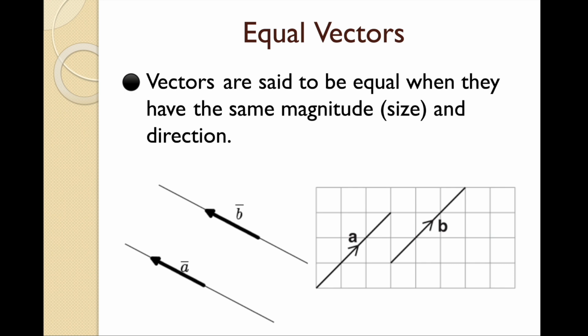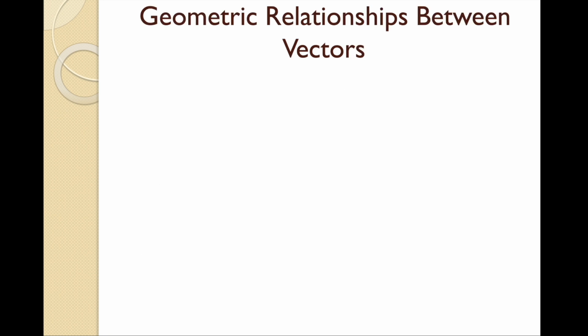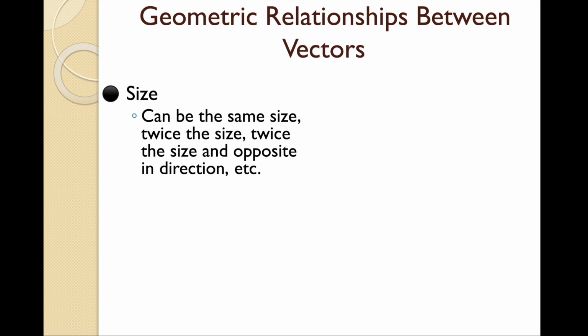I want you to take this down. All right, so geometric relationships between vectors. So just how we say they are equal, we want to talk about what characteristics can we compare. So the first one we're going to talk about is size. So when we're talking about size, it could be the same size, twice the size, opposite in direction, those kind of stuff. So if you look at something, you can say, oh yeah, that's 3 times bigger than that one. Or you say, oh yeah, that's like 4 times bigger than that one. That's 2 times bigger than that one. That's 1.5 times that other one. So when we talk about geometric relationships, the first thing we want to look at is the size.